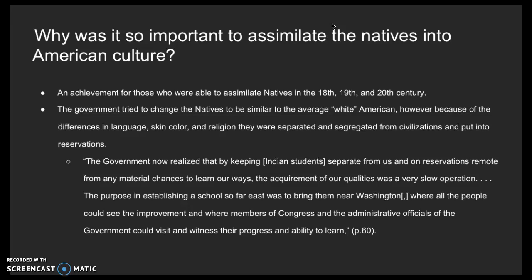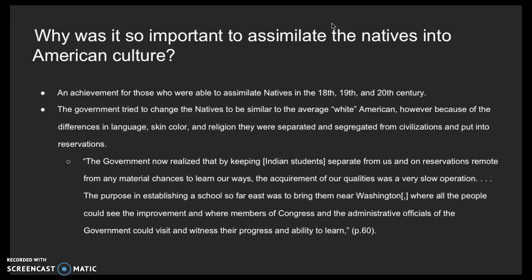into reservations. So basically, in the big migration, many of them went up north, like Central North America. And this is an in-text citation from one of the articles. It said the government now realized that by keeping Indian students separate from us and on reservations, removing any material chances to learn our ways, the acquirement of our qualities was a very low operation.